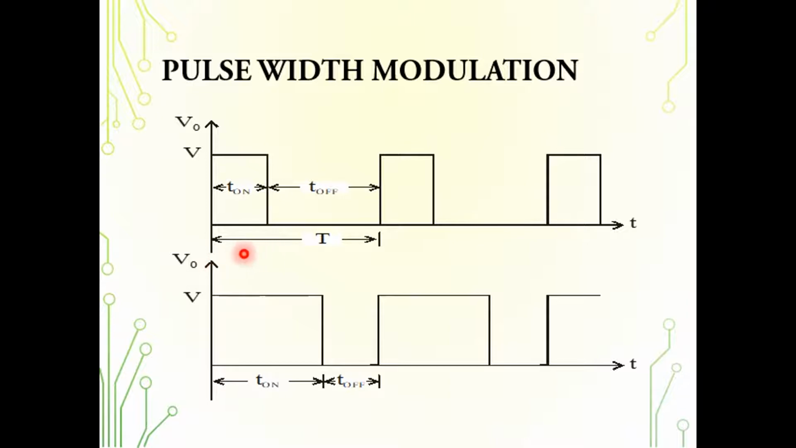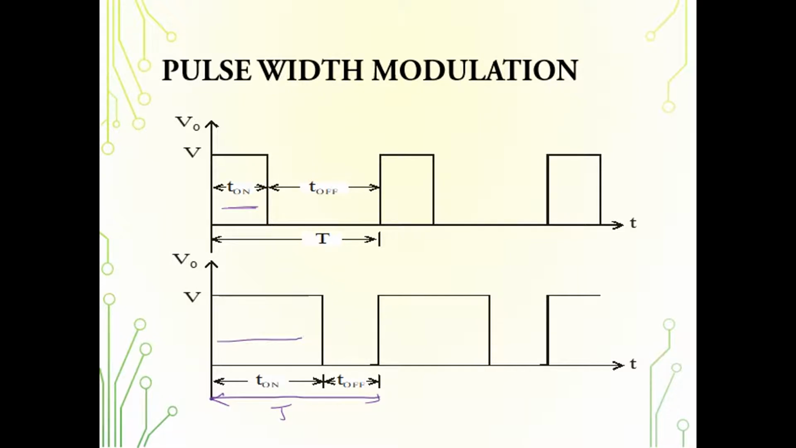This is the first one and this is the second one. For both the waveforms, you can observe that the total time period T is fixed. But here, if you observe, the on period is varied. Here the on period is very less, whereas here the on period is somewhat more compared to the first one. The same thing happens with T off.